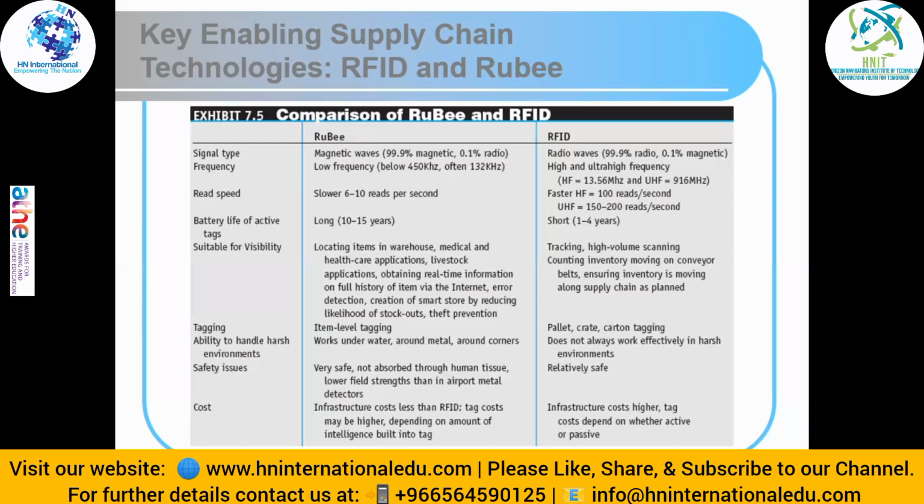Ruby is used more in the warehouses and the medical and healthcare applications, livestock. You can see all the applications. And RFID is used in tracking and high volume scale scanning, and in ensuring the inventory moving along the supply chain is as planned. They both have different applications. And then tagging: in Ruby, item level tagging, and in RFID you can even tag the cartons as well.